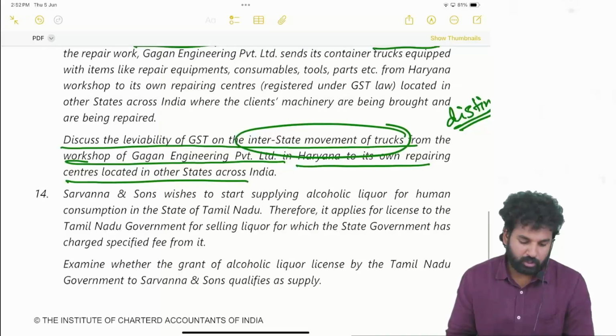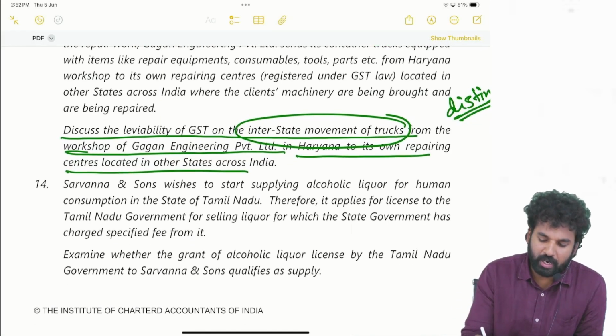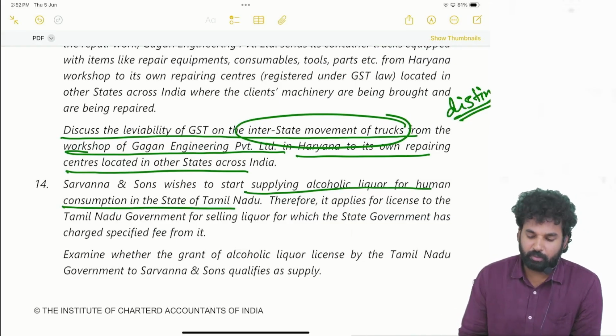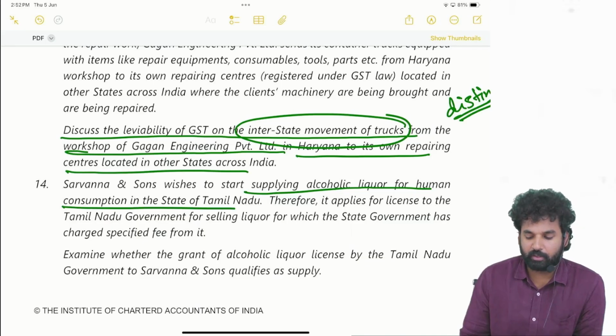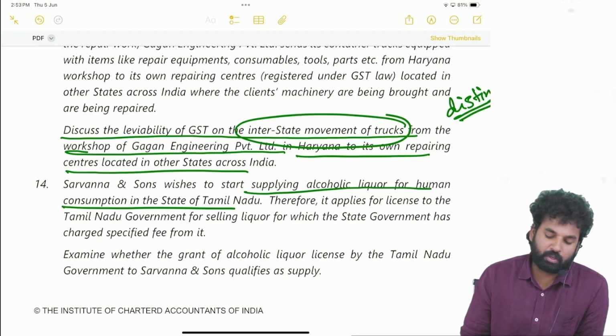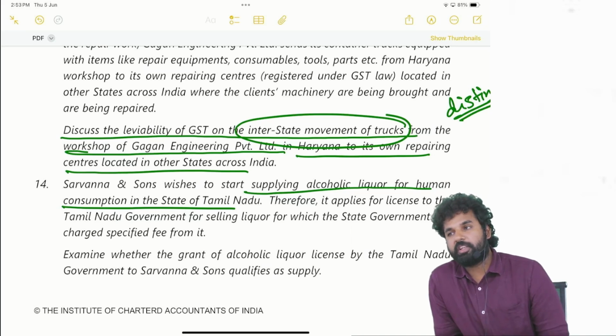Next question. Sarvanna and Sons wishes to start supplying alcoholic liquor for human consumption in the state of Tamil Nadu. Therefore, it applies for a license to the Tamil Nadu government for selling liquor, for which the state government has charged specified license fees from it. Examine whether the grant of alcoholic liquor license by the Tamil Nadu government to Sarvanna and Sons qualifies as supply. Is it a supply? Not a supply.